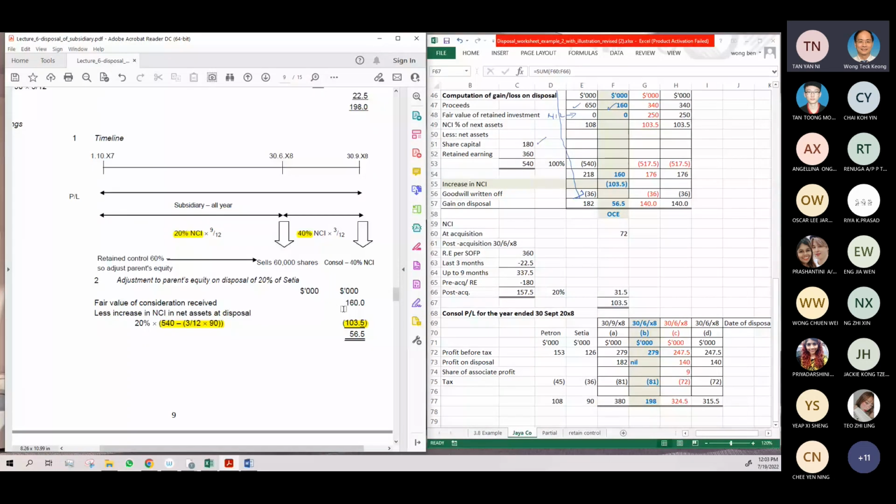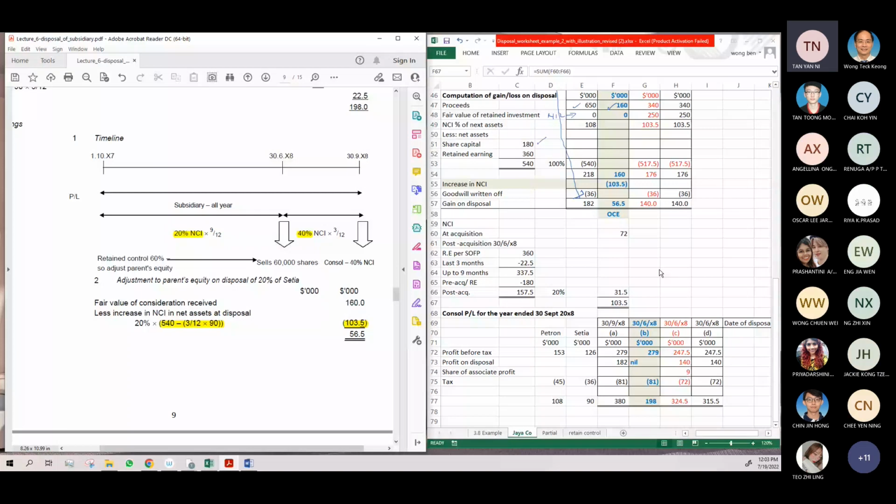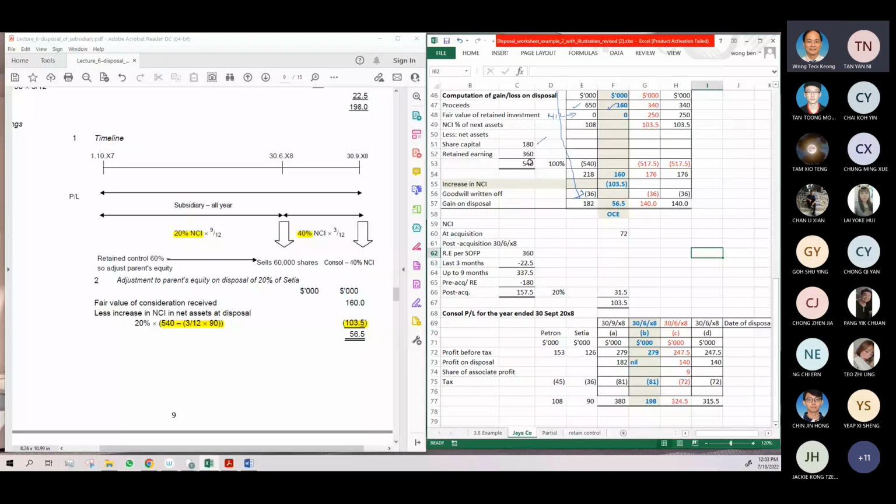Any question up to here? Is it challenging? So 540 is from here: 180 share capital and 360 retained earnings. You take out the 3 months, and you get 103 after you multiply by the 20%.